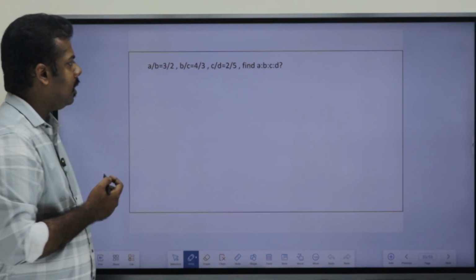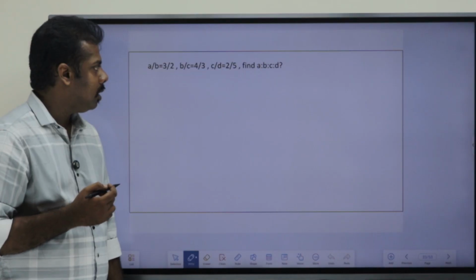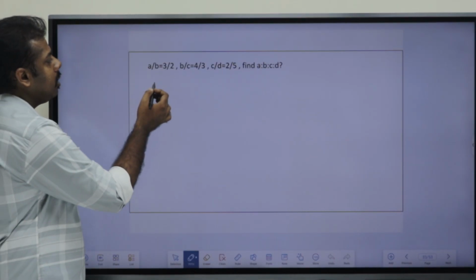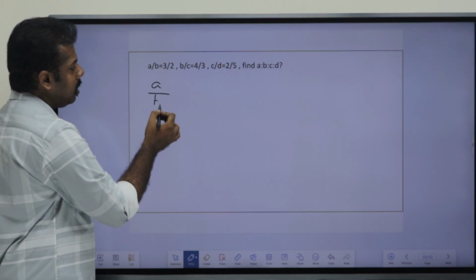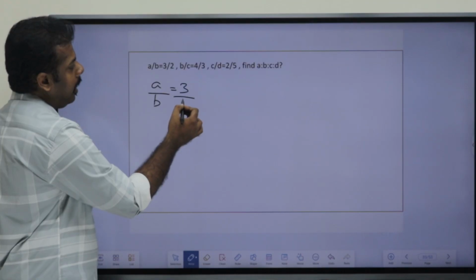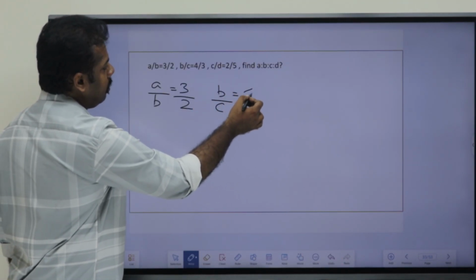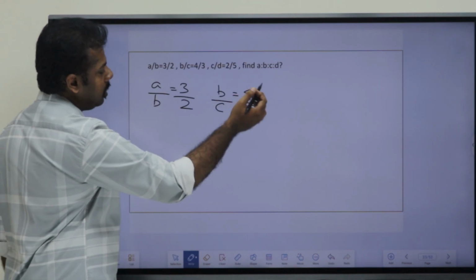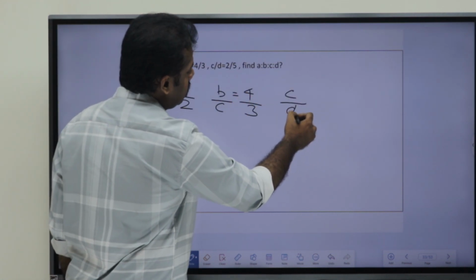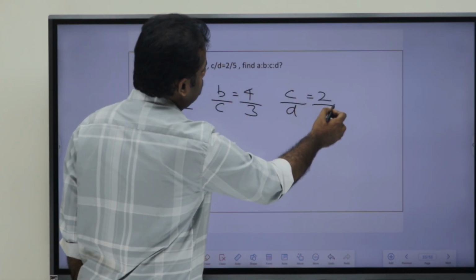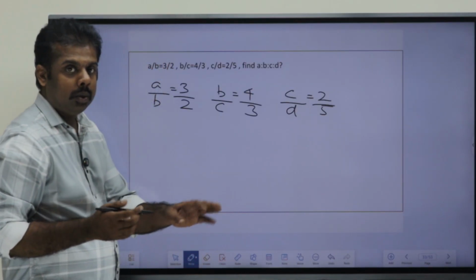Same conditions. We have just changed the values here. As we can see, they have given that A by B is 3 by 2. And they have given B by C as 4 by 3. They have given C by D as 2 by 4. The same process, start with the last two conditions.